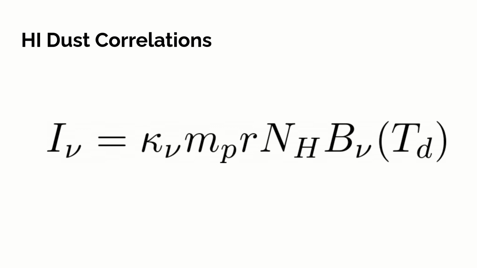This looks very similar to the model that we had before. The difference is that we aren't assuming any frequency scaling in this kappa nu, and we are expanding this amplitude value that we saw earlier to encapsulate the hydrogen column density as well.